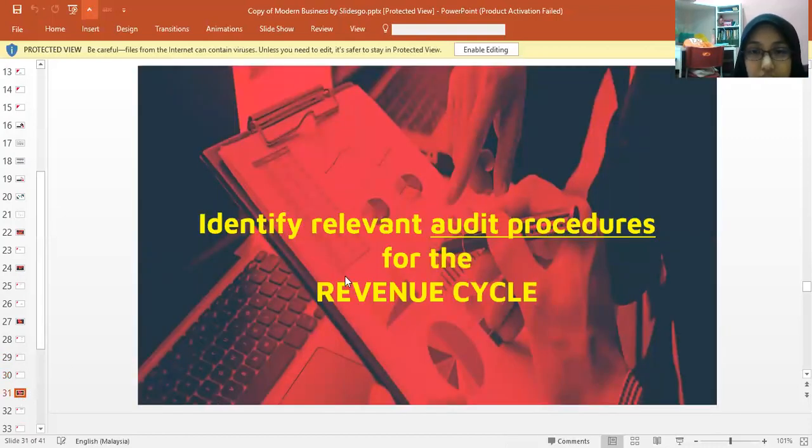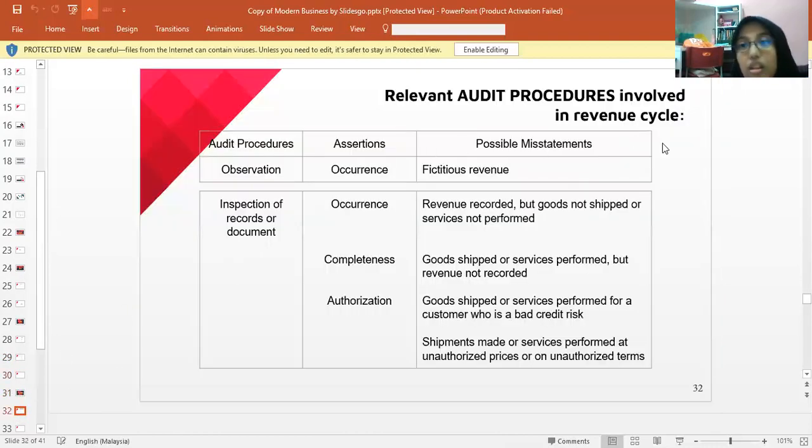Next will be identifying the relevant audit procedures for the revenue cycle. The audit procedures involved in the revenue cycle, first, will be observation. Observation occurs when there is segregation of duties, which is to avoid fictitious revenue. Next will be inspection of records or documents. Inspection of records or documents could address the assertions of occurrence, completeness, and authorization.